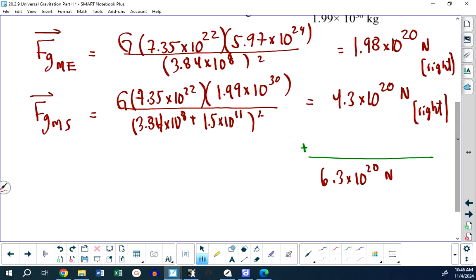You know, in our diagram to the right. Are we in agreement on that number when you add those together? Okay.